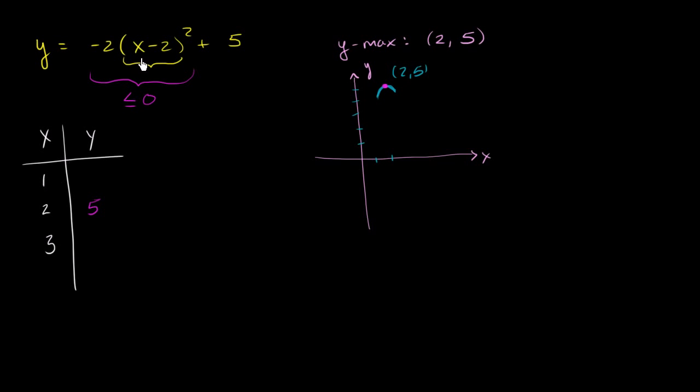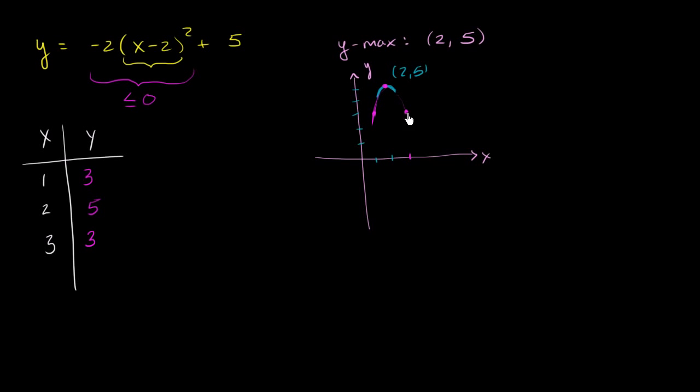When x is equal to 1, 1 minus 2 is negative 1, squared is just 1. So this thing is going to be negative 2 plus 5, so it's going to be 3. And when x is equal to 3, this is 3 minus 2, which is 1, squared is 1, times negative 2 is negative 2, plus 5 is 3 as well. So we have 3 points: the point (1, 3), the point (2, 5), and the point (3, 3) for this parabola.